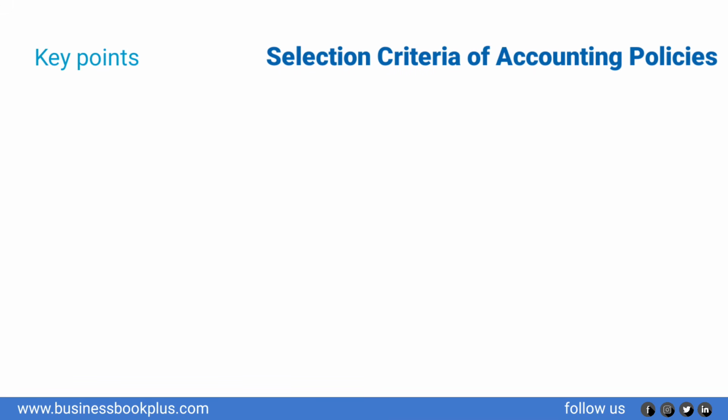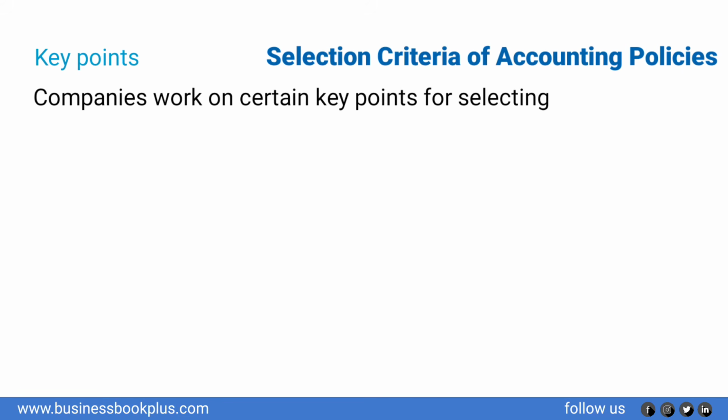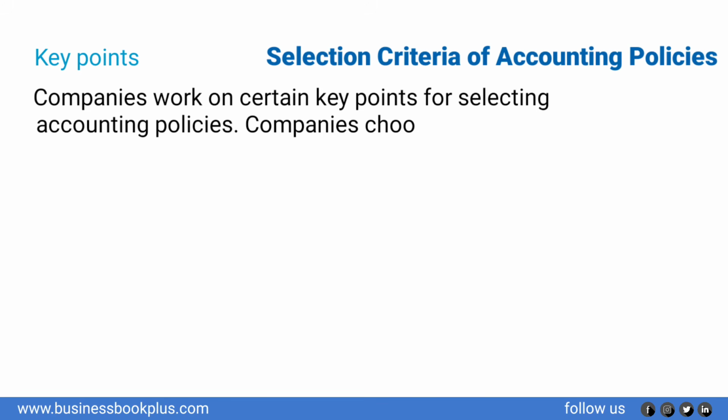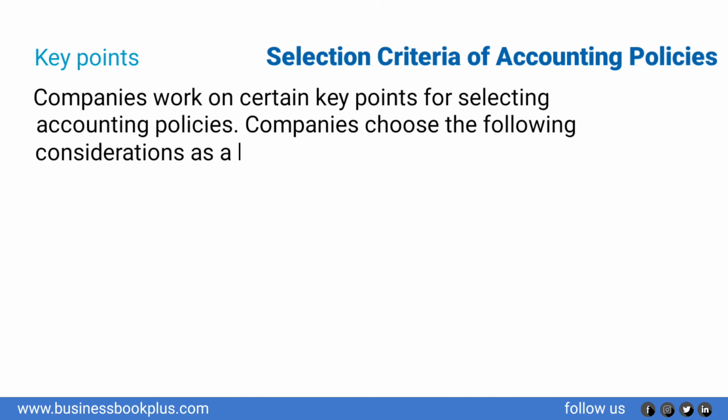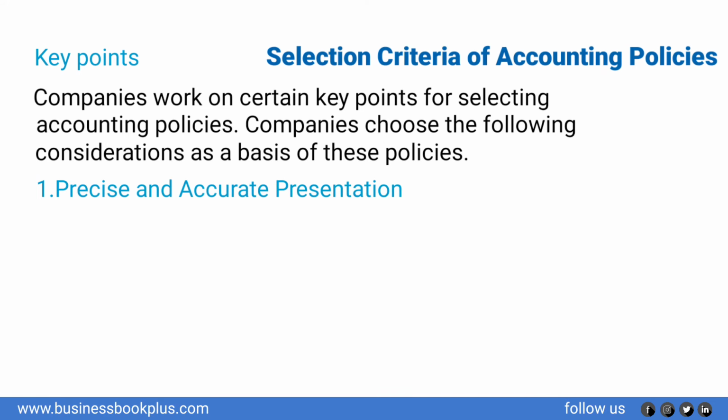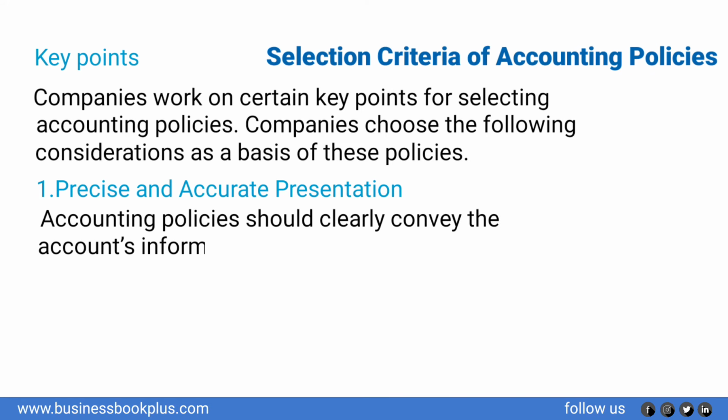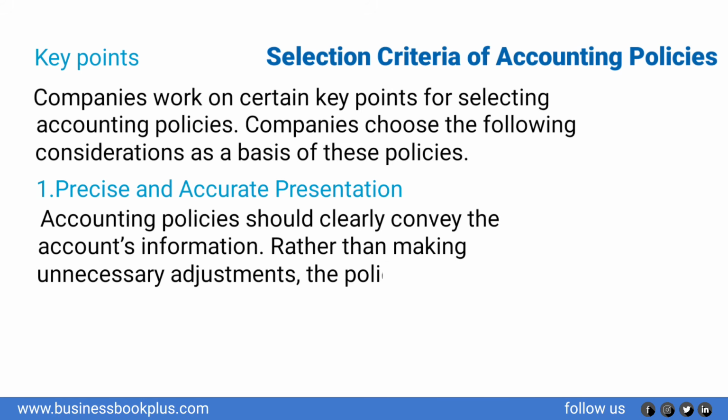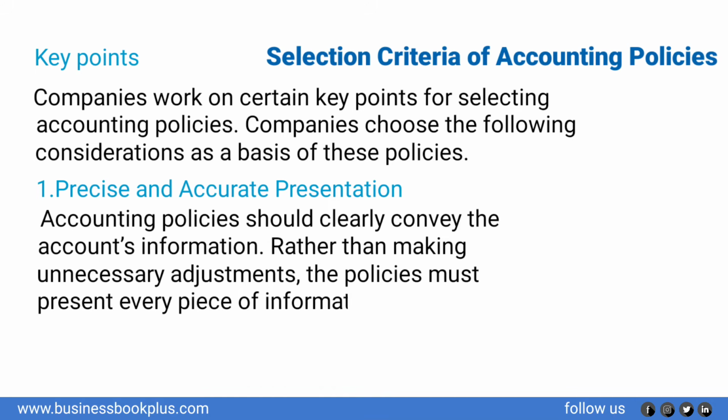Key points for selecting accounting policies. Companies work on certain key points for selecting accounting policies. Companies choose the following considerations as a basis of these policies. First is precise and accurate presentation. Accounting policies should clearly convey the account's information. Rather than making unnecessary adjustments, the policies must present every piece of information as genuine and simple.